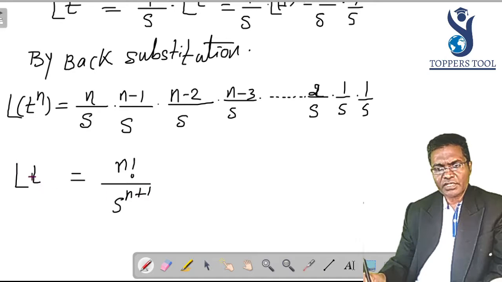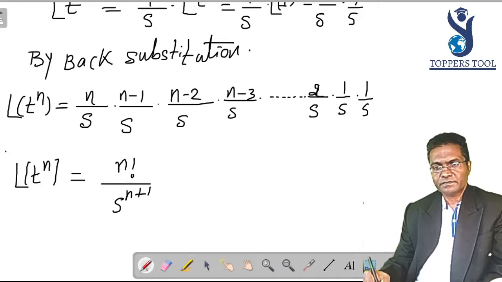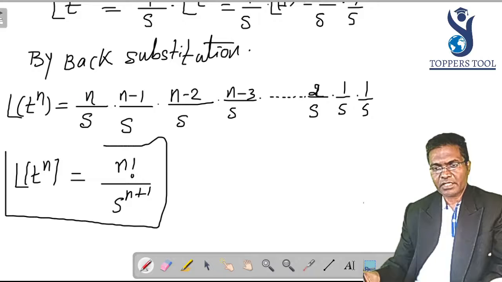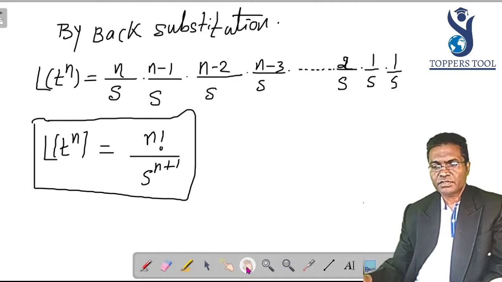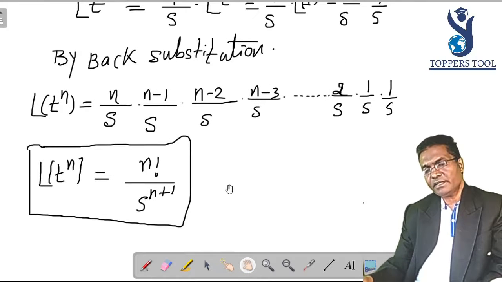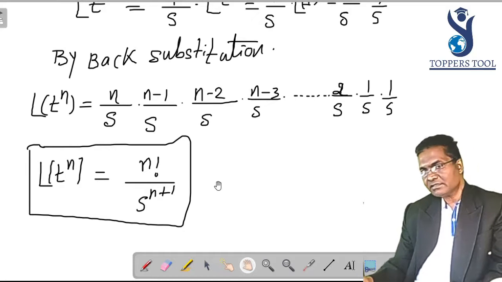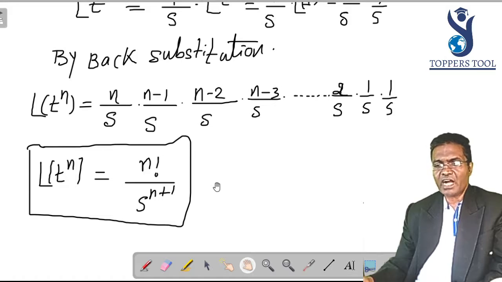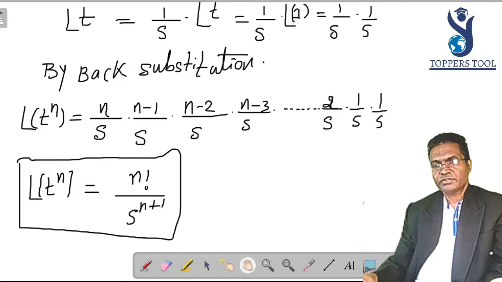So this is your Laplace transform of t power n when n is an integer. Remember this. Whenever n is a positive integer, this is the Laplace transform. Now one thing to be noted: when n is any constant, when it is not an integer, we have another expression in terms of the gamma function. So just note this.